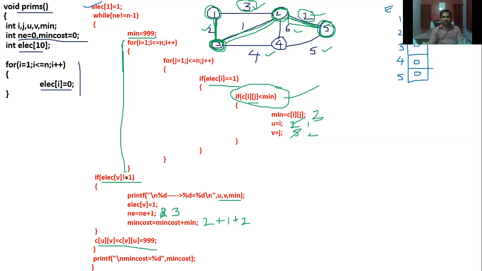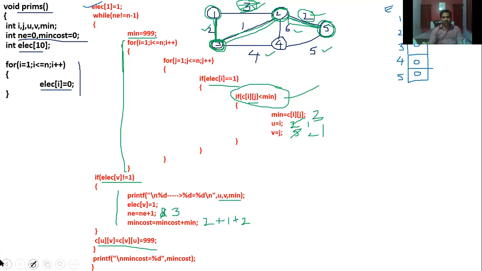When I come out, this 2 is not elected. It should be not elected, but it's already elected. I should not consider this as 1, 2. If I consider 1, 2, there will be a cycle formation. Correct? So I should not consider this as 1, 2. Again, repeat the process. This will not be executed at all. This path I'll mark as infinity. Nowhere will this be considered.